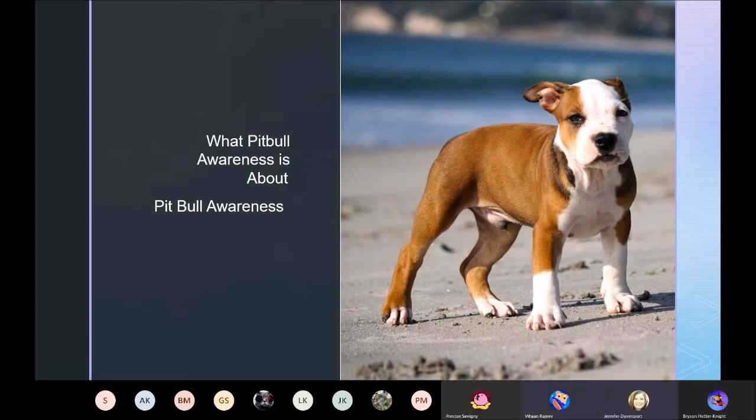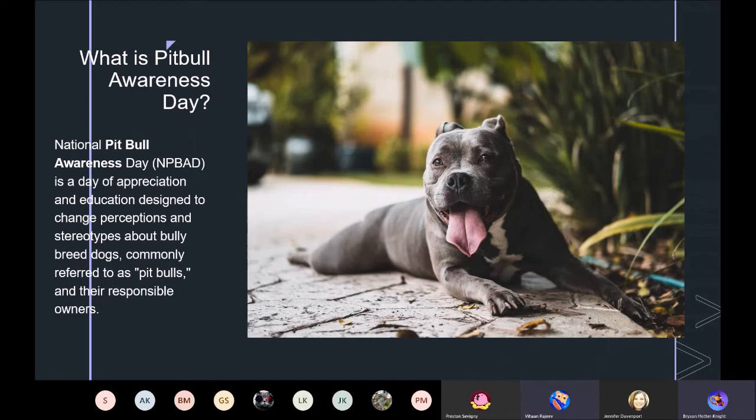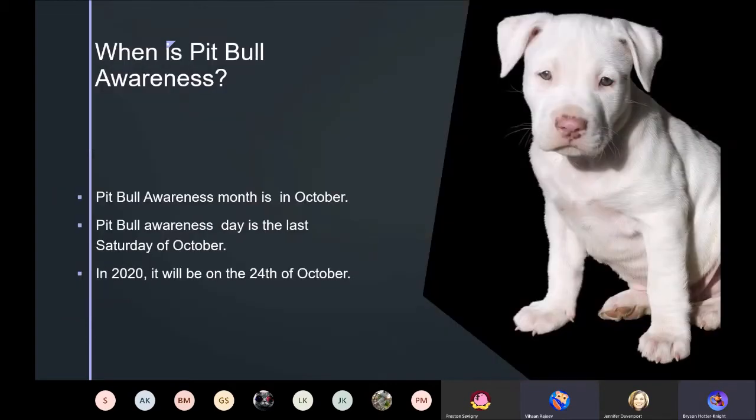Hello, my name is Vihan and my partner is Bryson, and today we're going to be showing you what pit bull awareness is about. Who knows what pit bull awareness is? Well, Pit Bull Awareness Day is a day to appreciate and change stereotypes about pit bulls that are false. When is pit bull awareness? It is always on the last Saturday of October. This year, it is on October 24th.